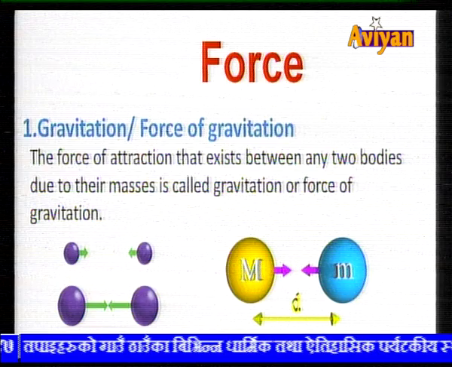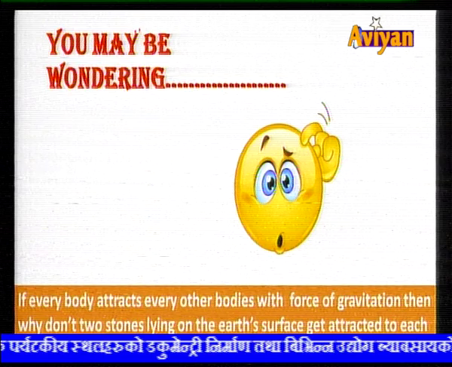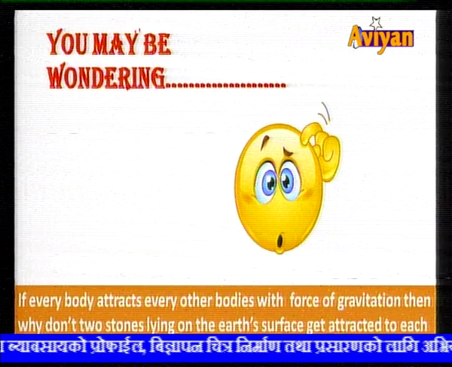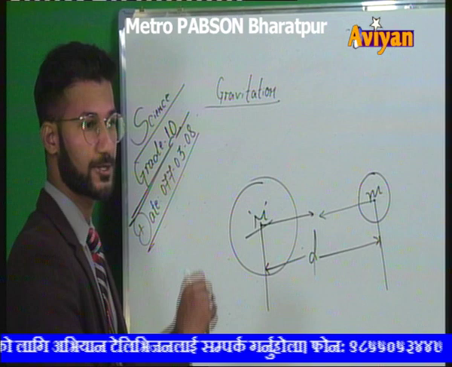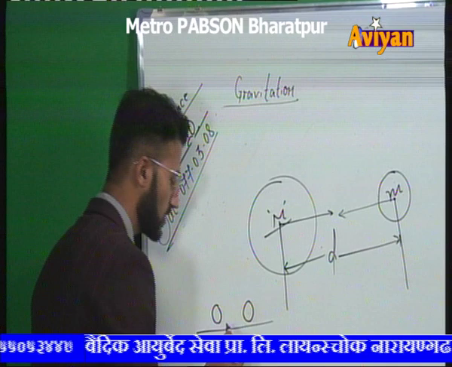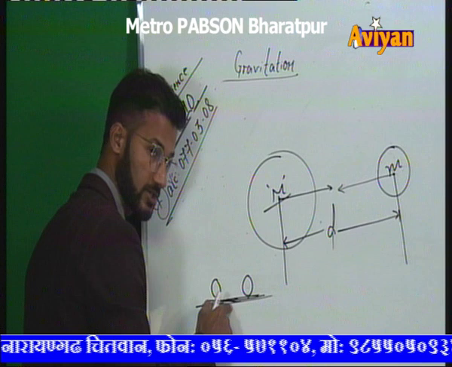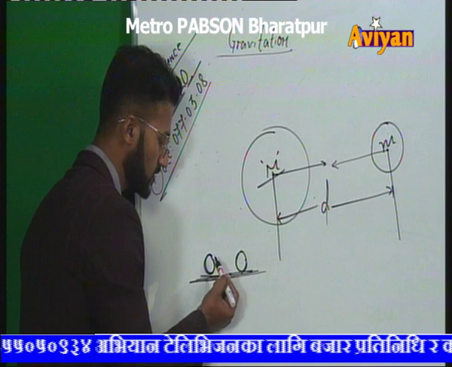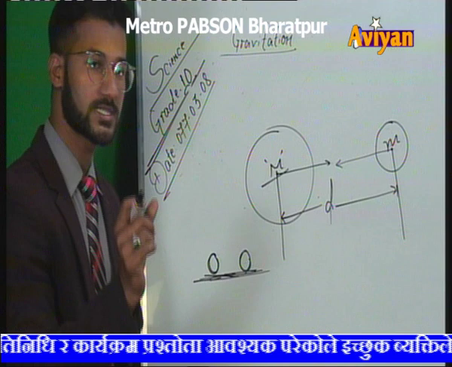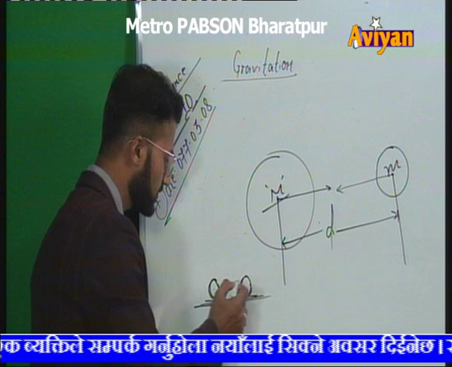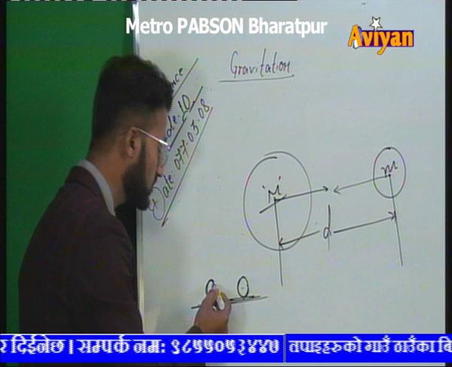Before that, you may be wondering, sir, if everybody attracts every other, if all bodies lying on the earth's surface attract every other body, then why don't two stones lying close to each other on the earth's surface, say this is the earth's surface and these are two stones lying on it, then why don't we see one pulling another? Why don't they come close to each other and get attached? You may be wondering, really, if there exists force of attraction between any two bodies in the universe, then why don't these stones attract each other? This is the part to wonder.